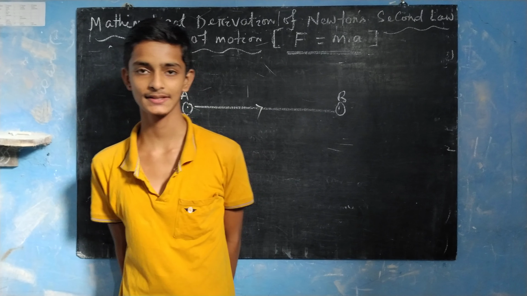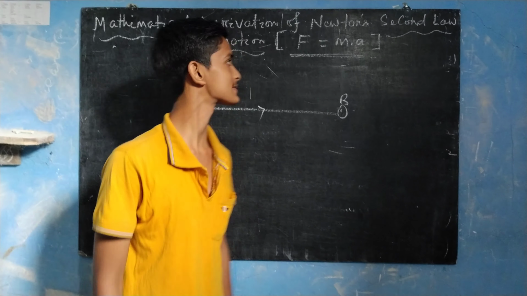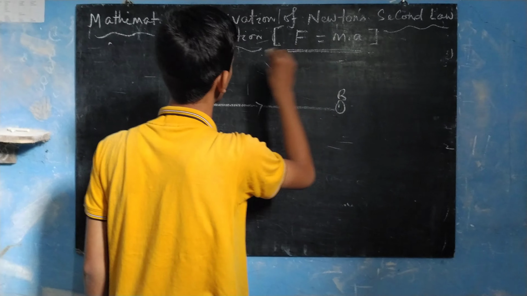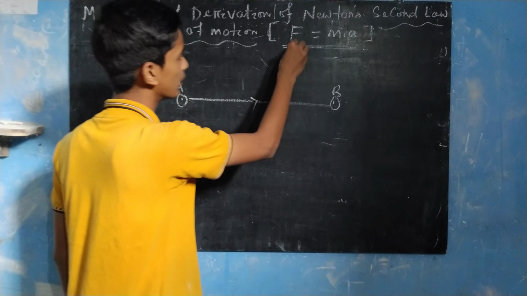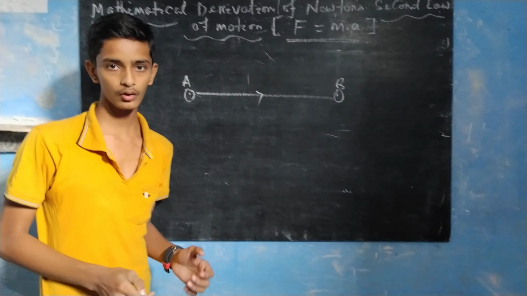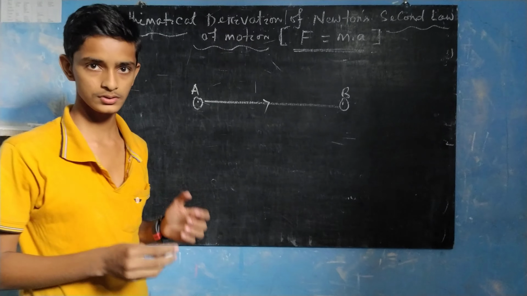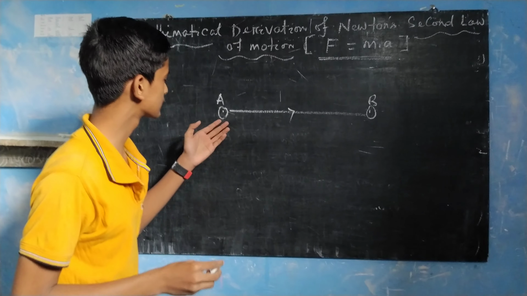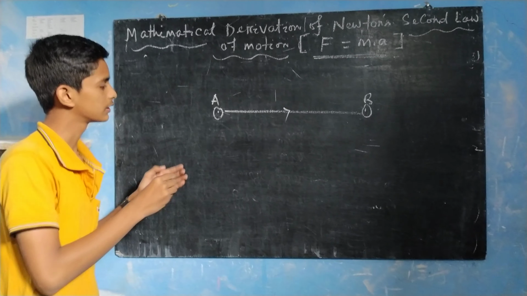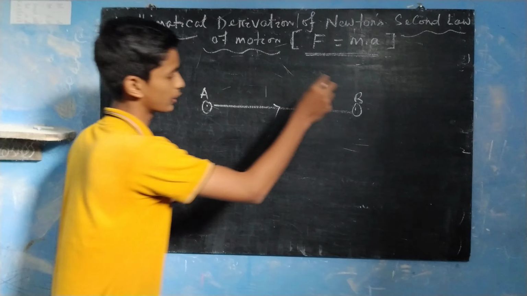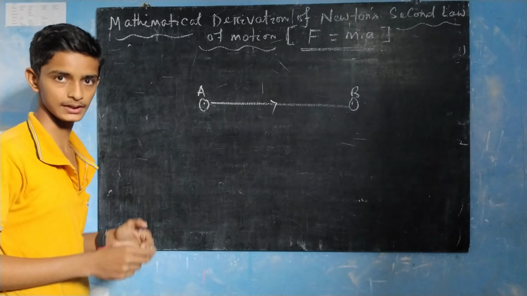Today we shall discuss a scientific topic, that is the mathematical derivation of Newton's second law of motion, that is F is equal to m into a. Dear friends, we know that an unbalanced force causes uniform accelerated motion. So friends, here look at the diagram. Here an object at point A moves to point B with uniform accelerated motion.